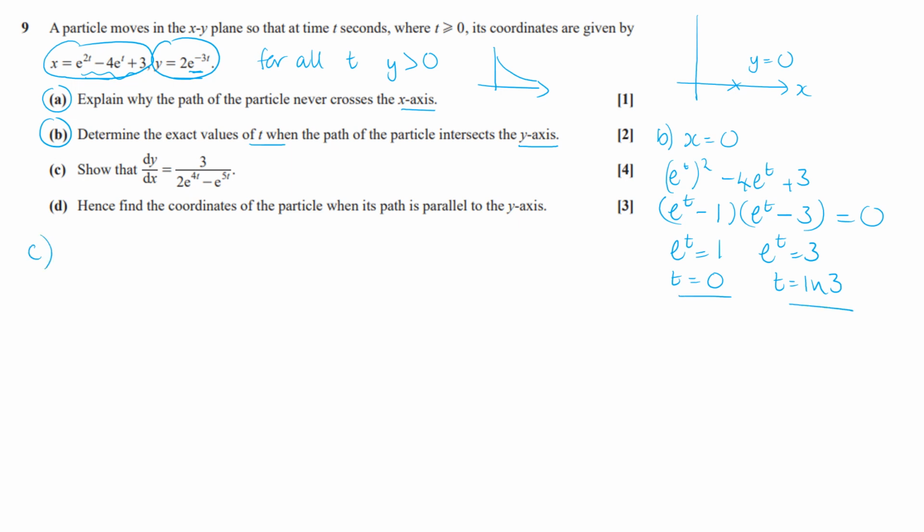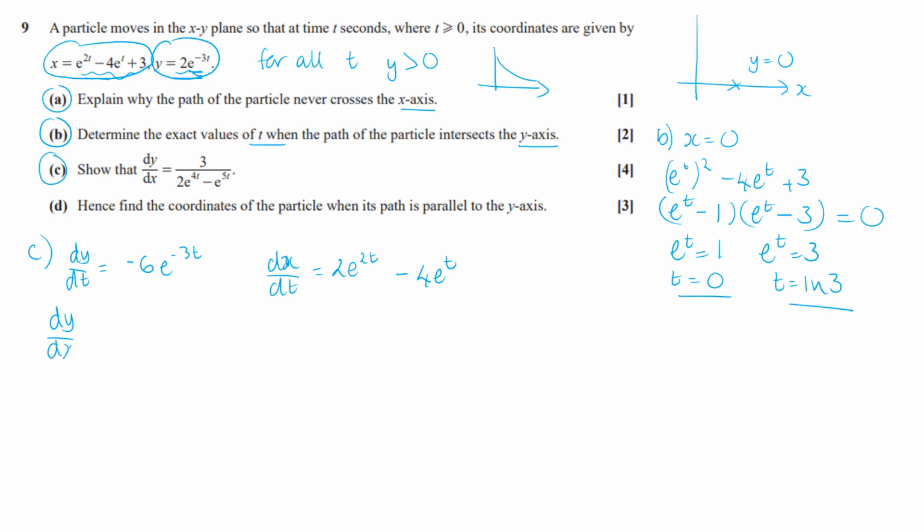Part C, show that dy by dx is this here. So because we've got the curve given parametrically, we'll have to do dy by dt. So differentiating the y equation, the minus 3 is going to come down. You're going to get minus 6e to the minus 3t. And then dx by dt. So differentiating each term, we're going to get 2e to the 2t minus 4e to the t, and then the 3 will go out.